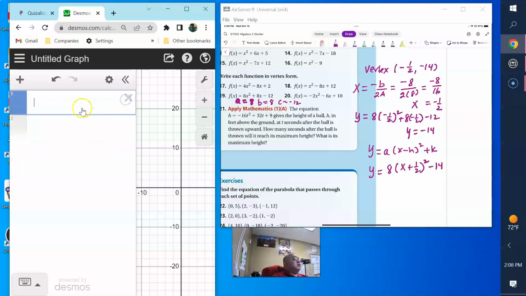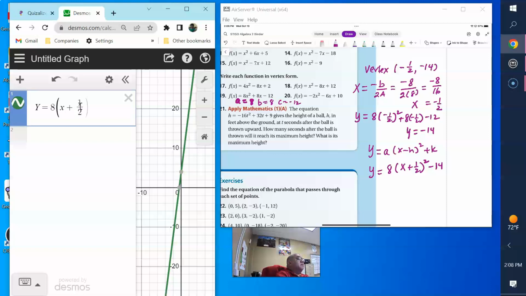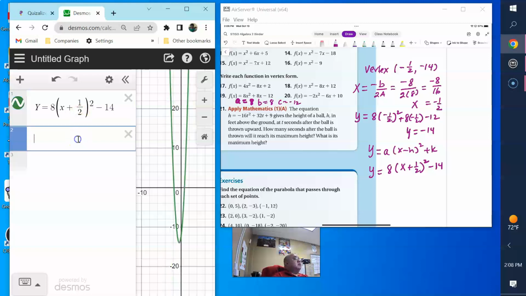So let's go ahead and go to our calculator here. So we have y equals 8 parentheses x plus 1/2 squared minus 14. And then I'm going to go ahead and type in number 19, y equals 8x squared plus 8x minus 12. And it overlaps. So we have it correctly. I didn't get to do number 20, but I've given you 17, 18, and 19.